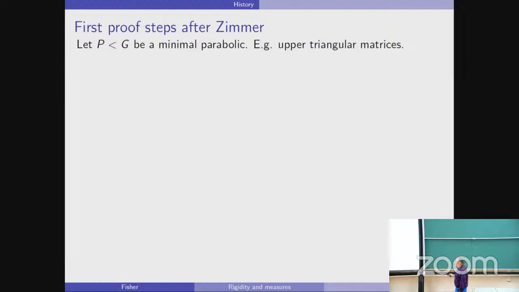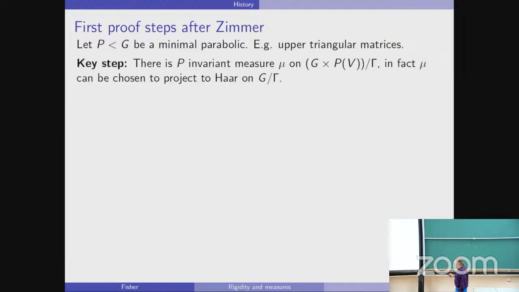And we take this group, and the key step is really that there is a P-invariant measure mu on this bundle, and in fact that measure can be chosen to project down to Haar measure on G mod Gamma. This bundle has a map to G mod Gamma just by forgetting the second coordinate. When I call it a flat bundle, I think of it as coming automatically with a projection to the base.